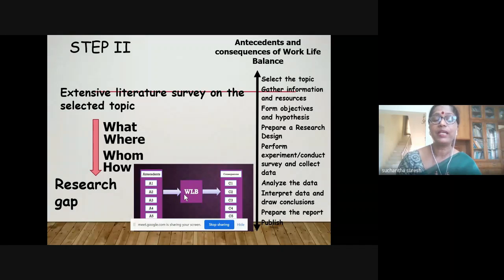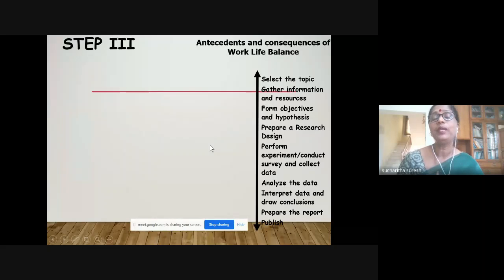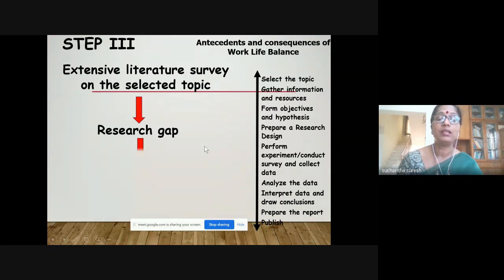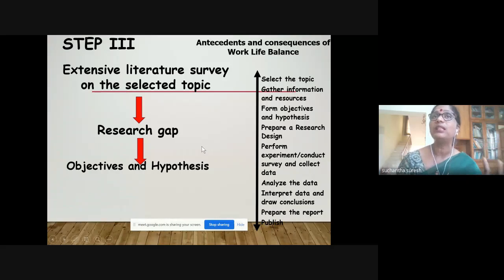You find the research gap by finding out what, where, who, how. Last session I showed you that because of the literature survey, I could finalize my conceptual model like this. My study is on antecedents and consequences of work-life balance, and for that I could find out the antecedents, work-life balance, and consequences. So the research gap will help me find the objective. So how do we formulate an objective? By finding out where the research gap is.